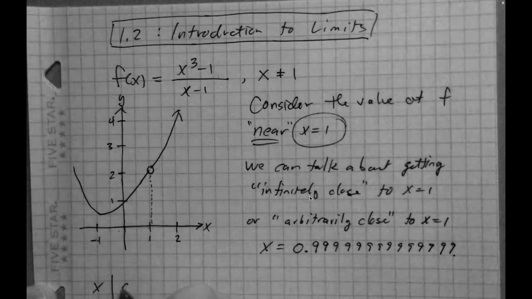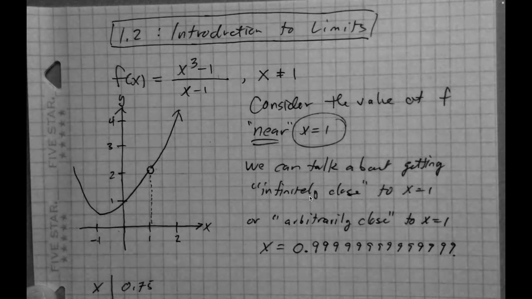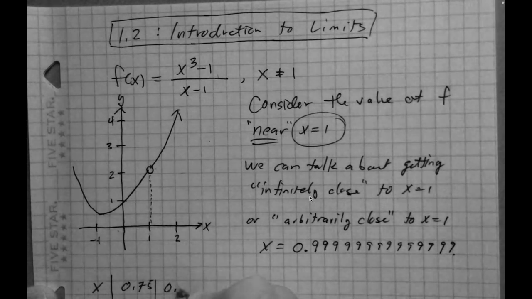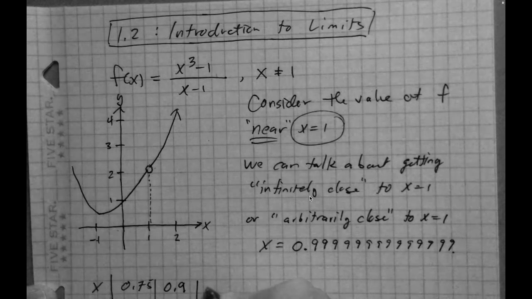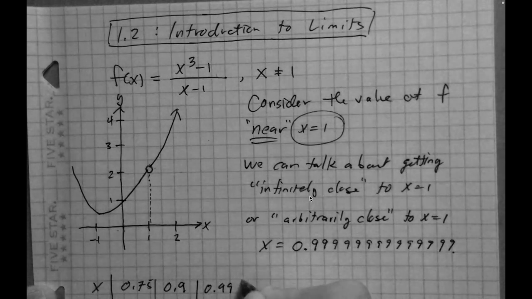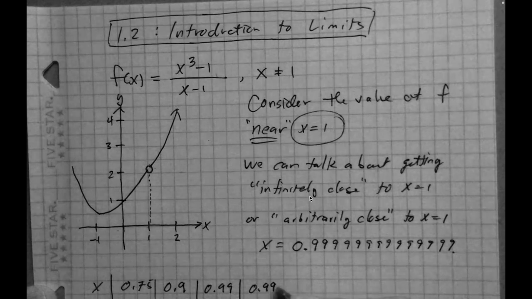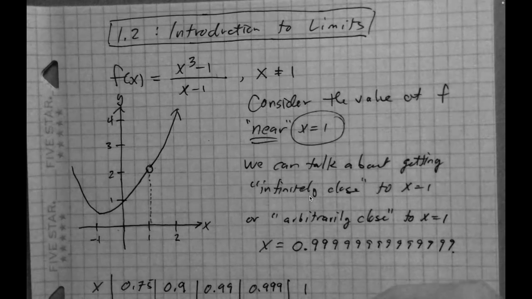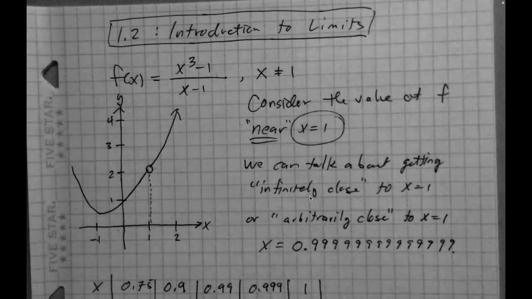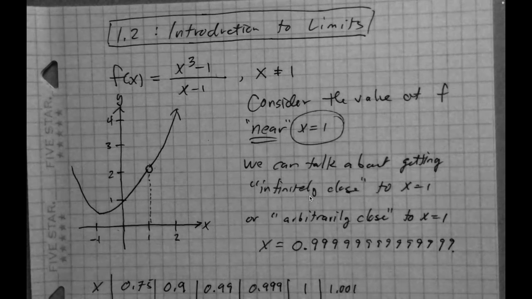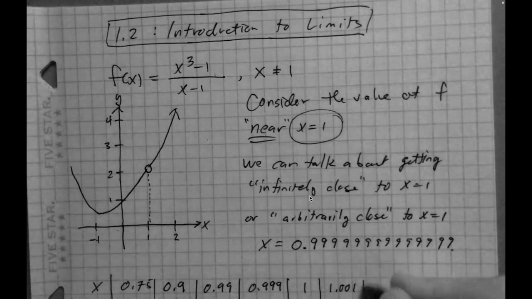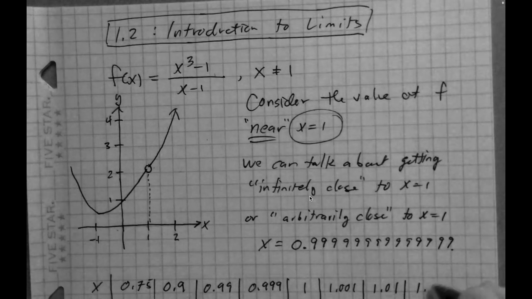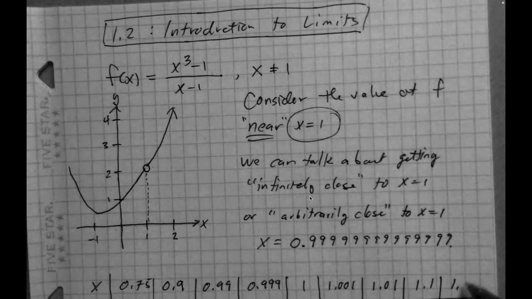So we'll say, what about 0.75? Not exactly what you would call very close, but close-ish. Well, let's move a little closer to 0.9. Now let's move a little closer to 0.99, 0.999, right? And then let's say 1's in the middle. And then on the other side, maybe we'd say 1.001, that's equal distance on the opposite side. And then maybe 1.01, and then maybe 1.1, and then up to 1.25.